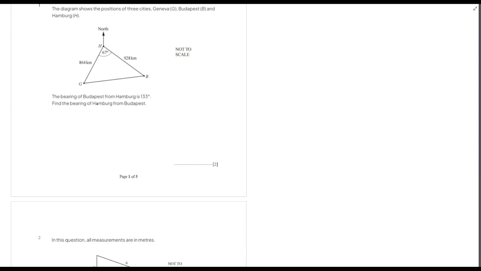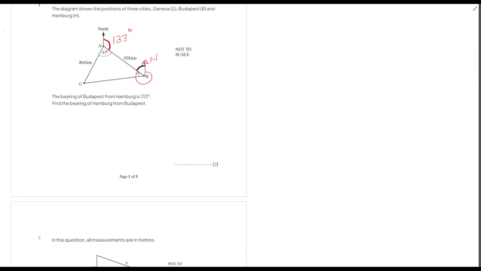So here the bearing of Budapest from Hamburg is given as 133. I will mark this on the drawing. Here, this particular angle is given as 133 degrees. You have to find the bearing of Hamburg from Budapest. So that means from this north direction you are supposed to find this particular angle.